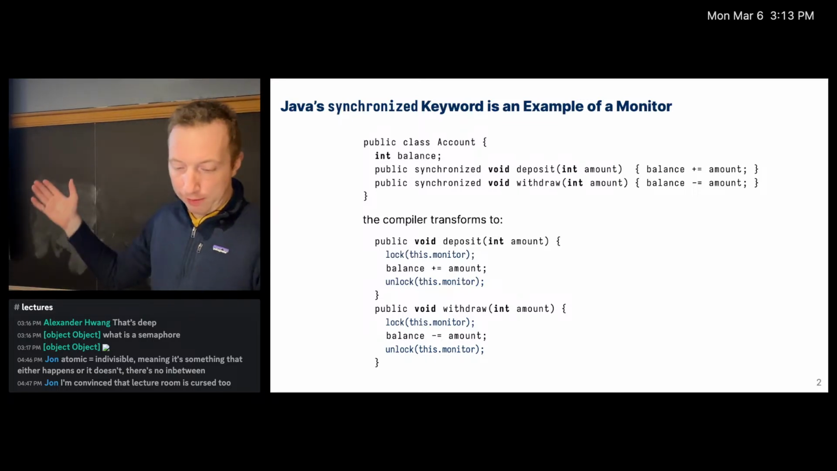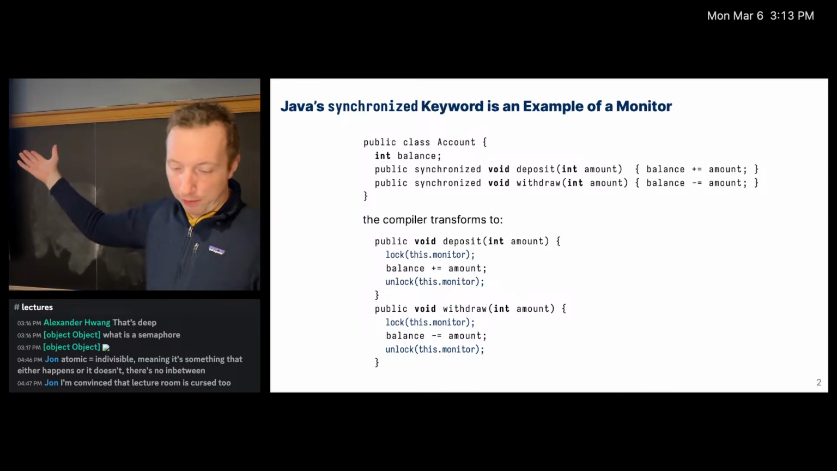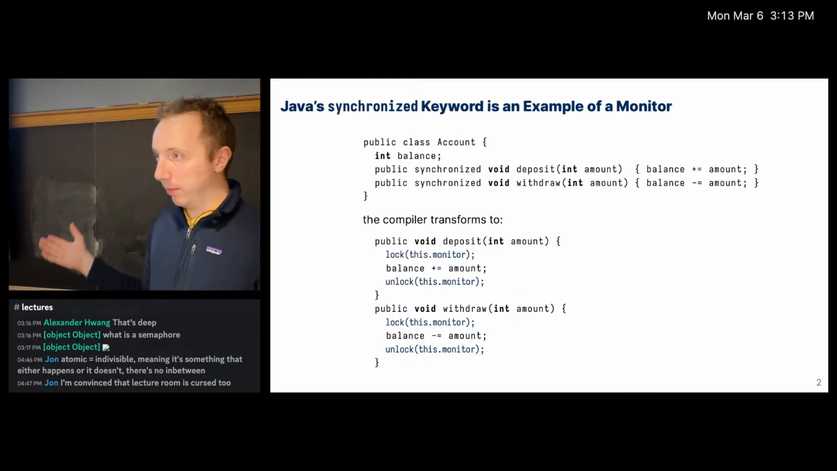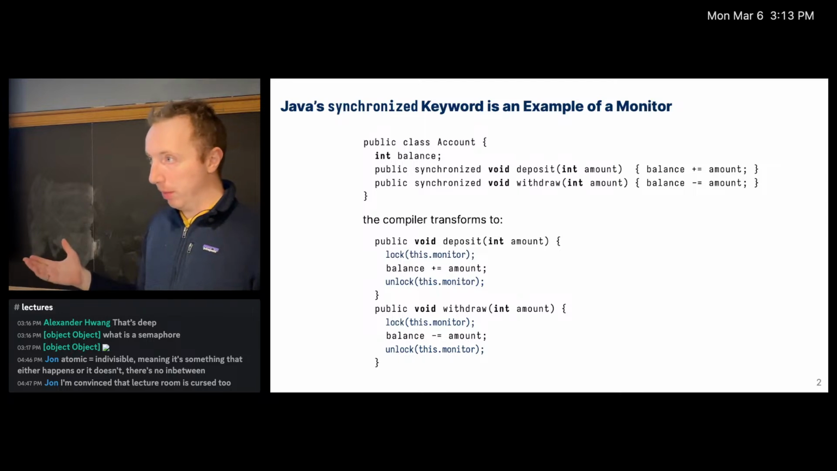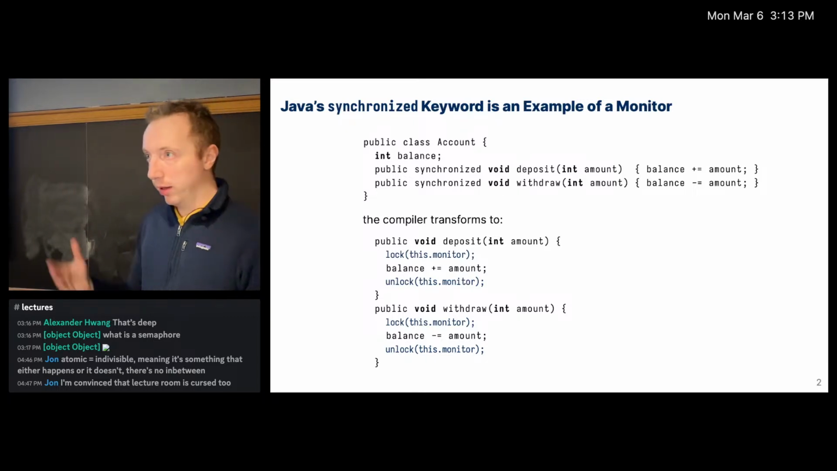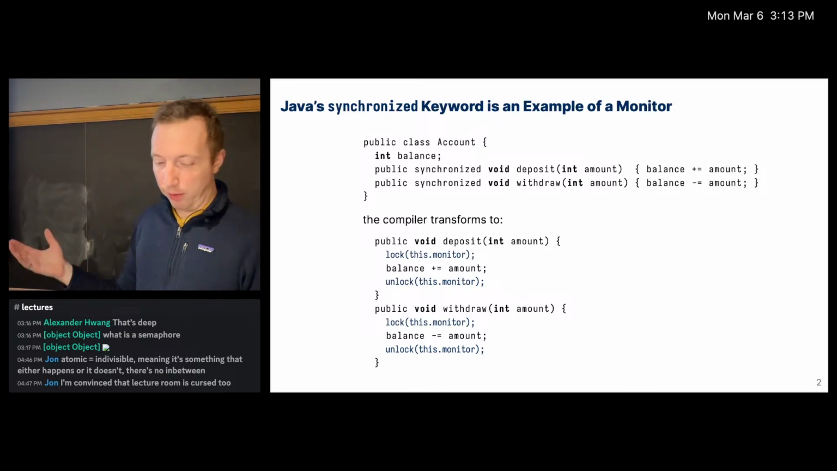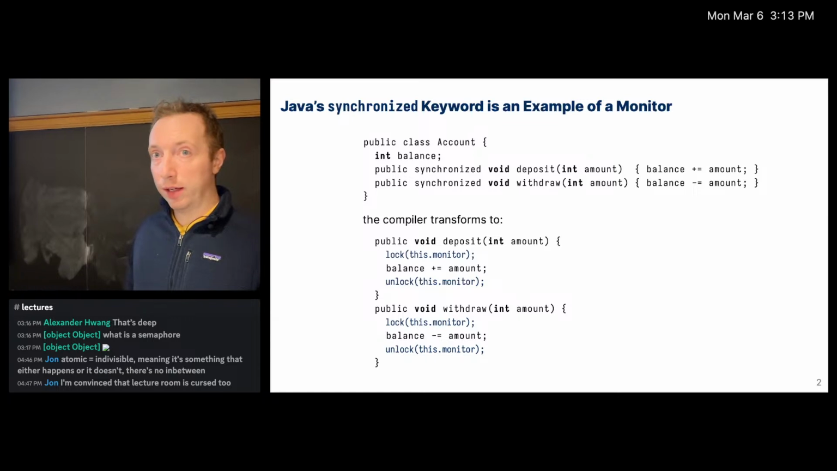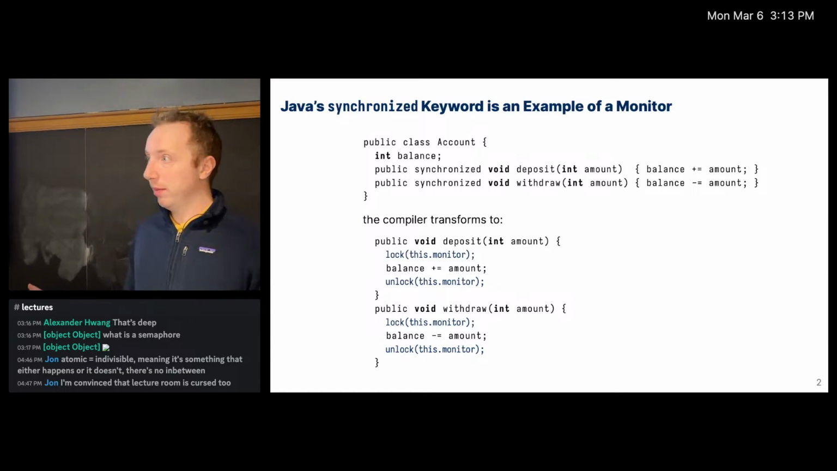But if you do this in Java, the compiler would essentially transform this into, it would lock a monitor whenever it begins deposit, do the balance, do the increment for you, and then unlock before the method returns. And then with withdrawal, it would use the same lock, so it would acquire it at the beginning and then release it at the end. And that way, if these are all the methods that use balance, you don't have data races anymore, we're all good.